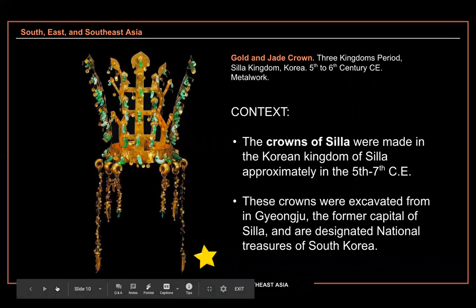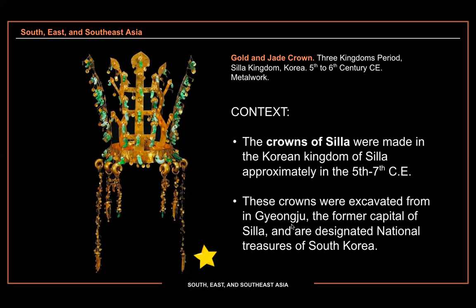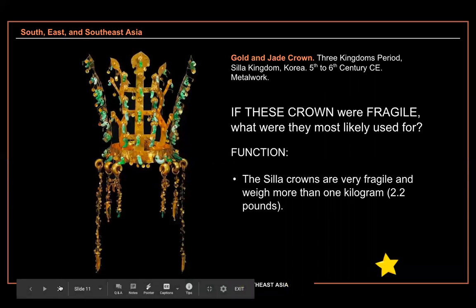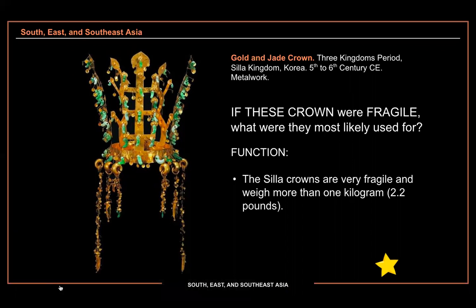So here's just a little bit of background. These crowns were excavated, and I can't pronounce it, so I apologize, but this was a former capital of Silla. These crowns are made out of extremely thin gold. They would be really lightweight. So they weigh like 1 kilogram or 2 pounds. They're really, really light. So if the gold is super thin, what could they have been used for?